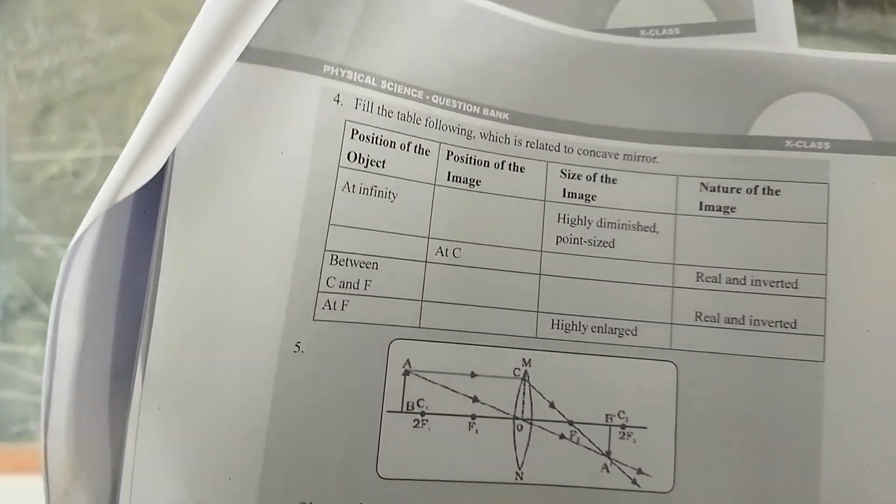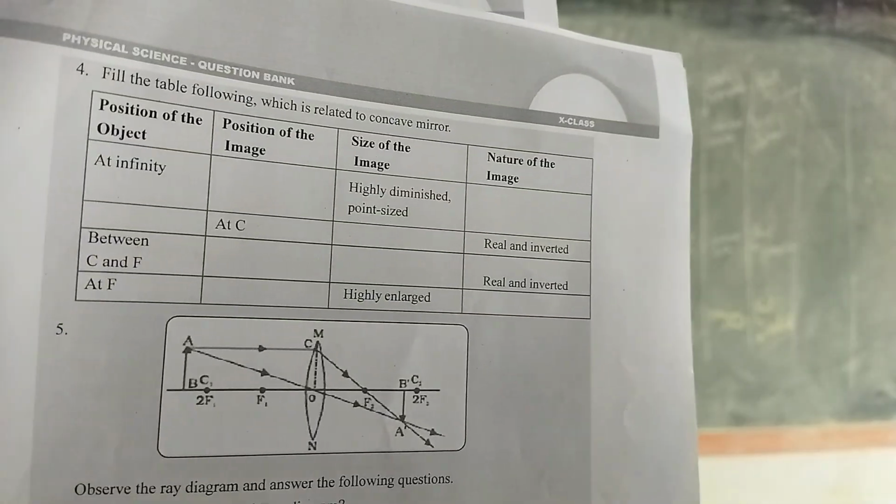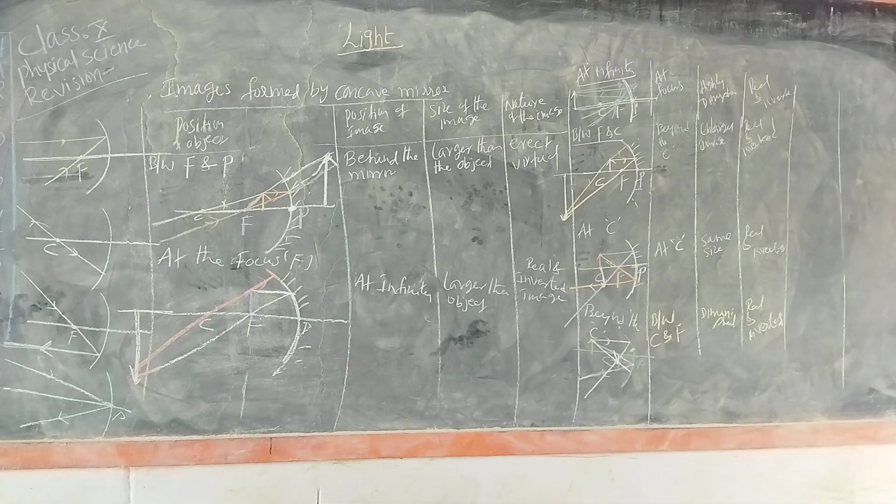Let us check. At infinity, where is the position of the image? At focus. At infinity, the position of the image is at focus. Nature of the image: real and inverted. A real and inverted image is formed, not a virtual image.